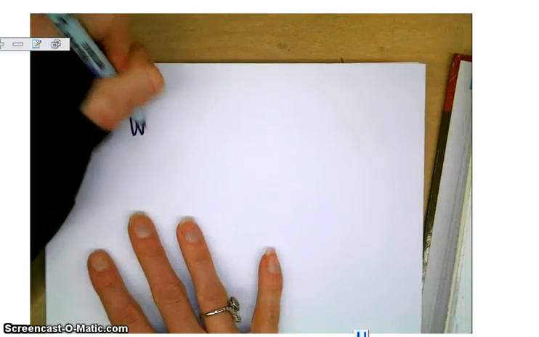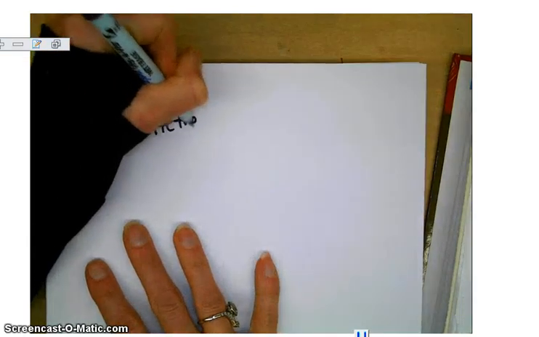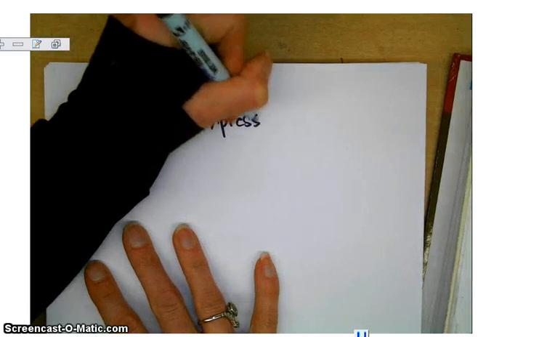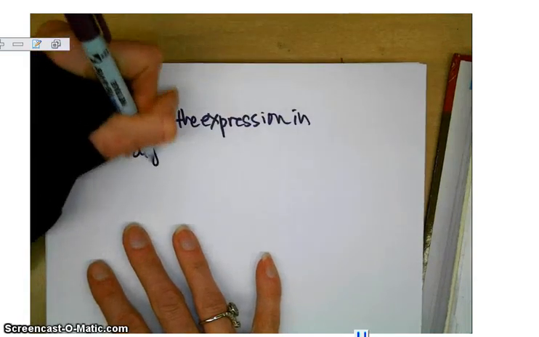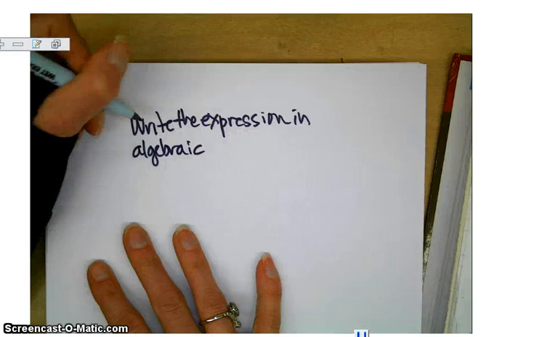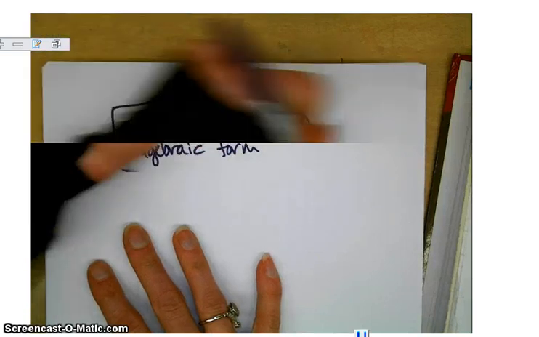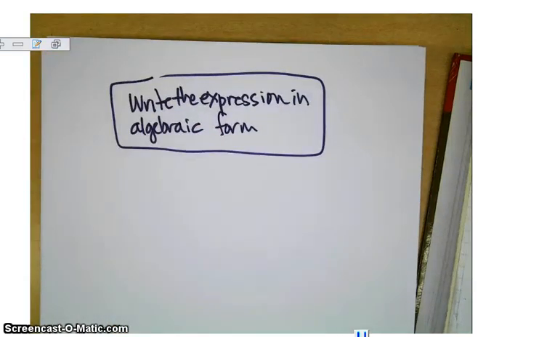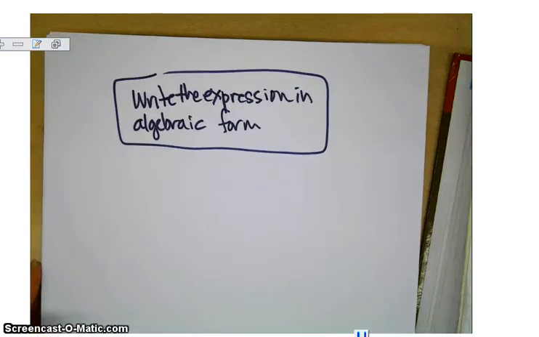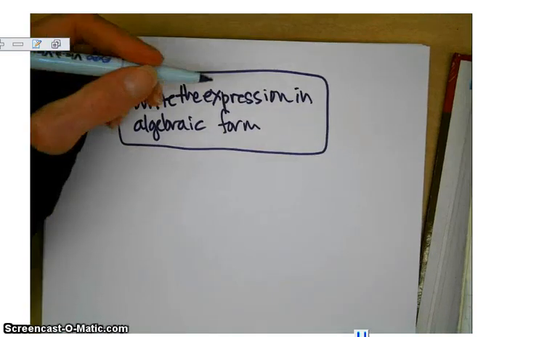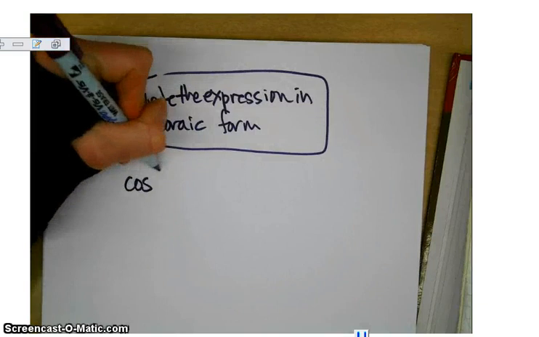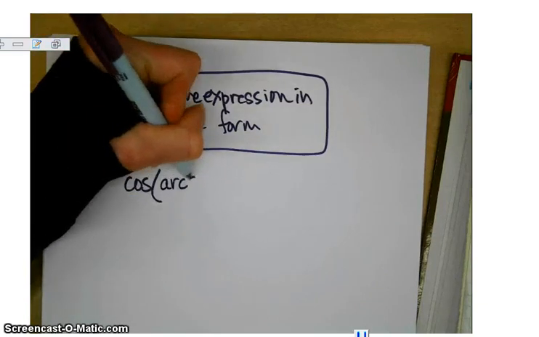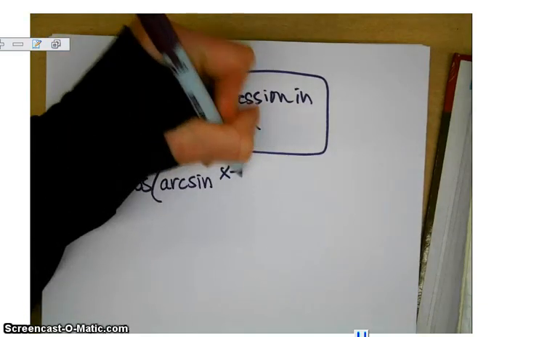All right, so here we go. Directions here. Write the expression in algebraic form. These are the directions as stated in your homework. Okay, write the expression in algebraic form, and here is our expression. Our expression is the cosine of the arcsine of x minus h over r.